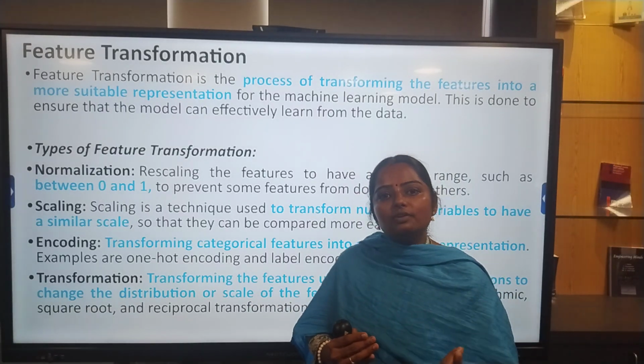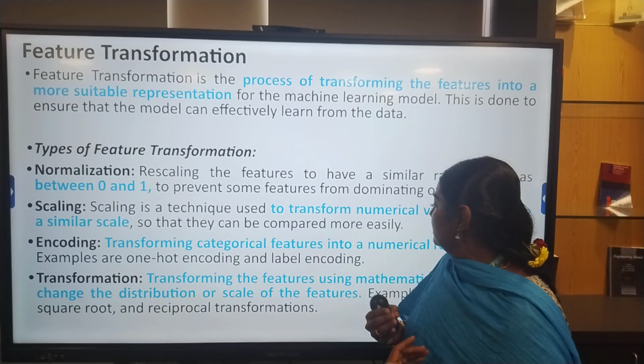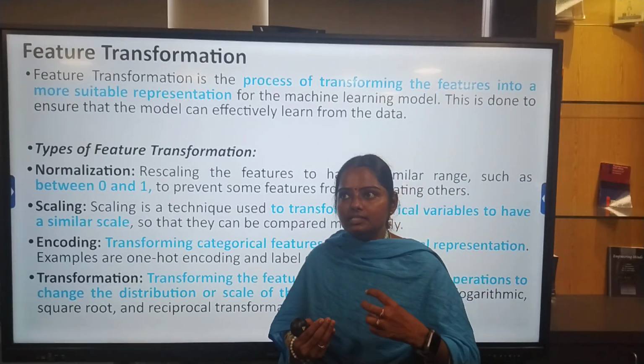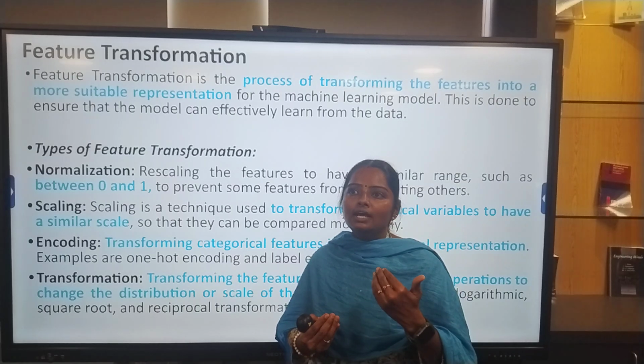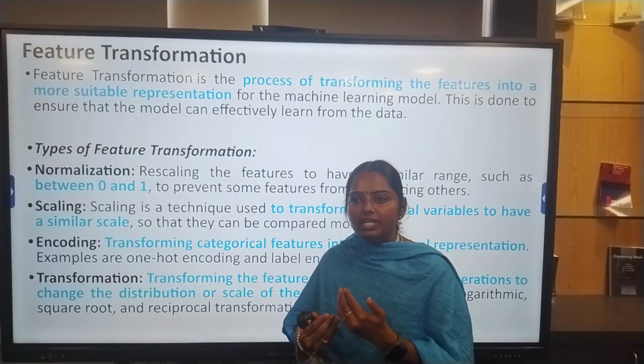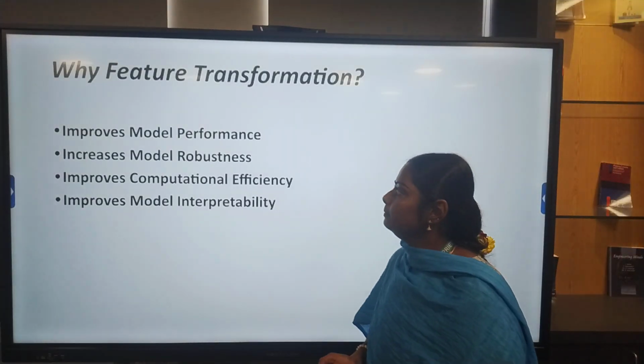My third one is encoding. Encoding is nothing but I am trying to convert my categorical data into numerical data. That is converting from one type to another. That is called encoding-based transformation. So these three are the important ways of feature transformation.